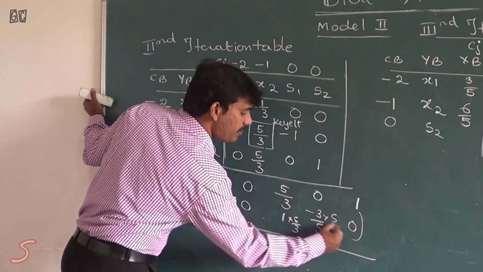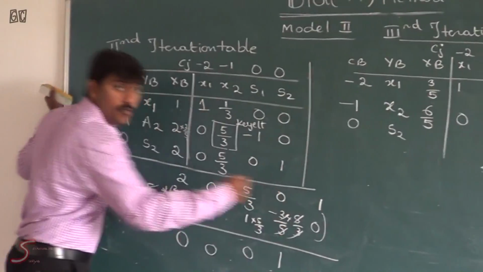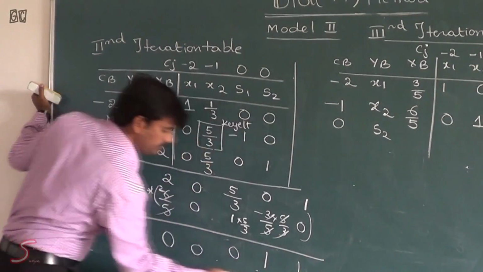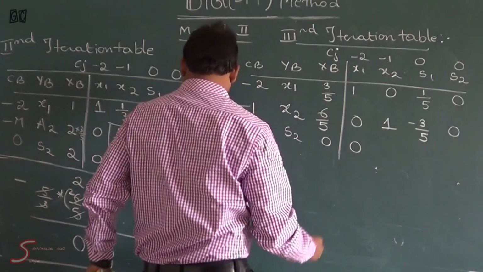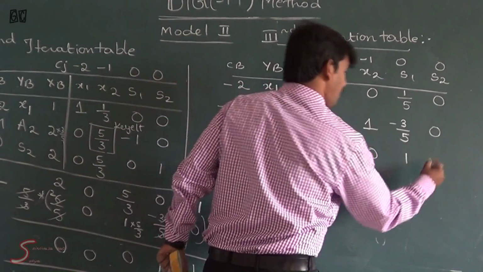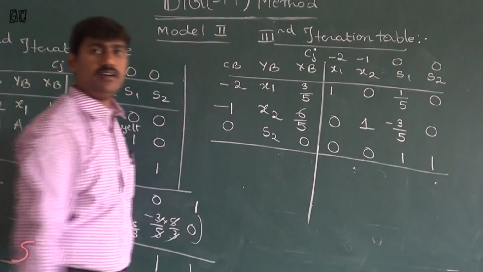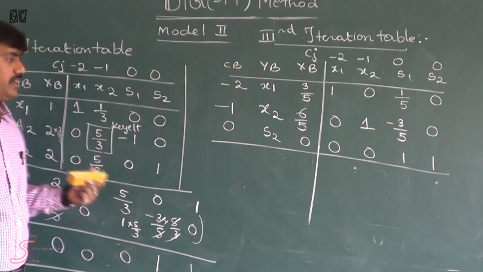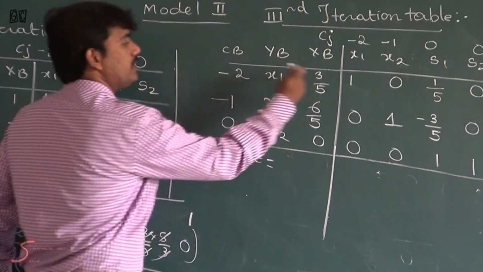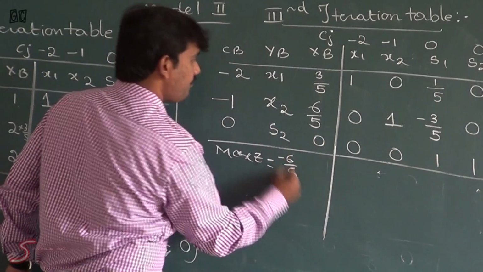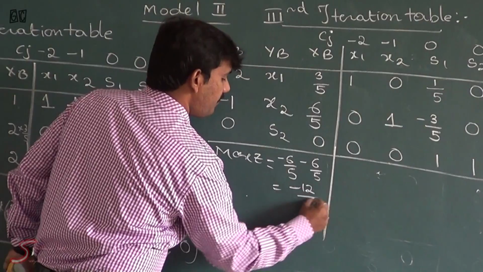I am going to multiply with 5 by 3. 5 gets cancelled, 3 gets cancelled, minus 1, 0 minus 2 minus plus 1. 1 minus 0 obviously 1. Here we got zeros, 0, 0, again 0, 1 and followed by 1. So we make all the key elements 0 here and the key element as 1. Obviously we have the maximum z equal to 3 2 is a minus 6 by 5, minus 6 by 5, obviously minus 12 by 5.